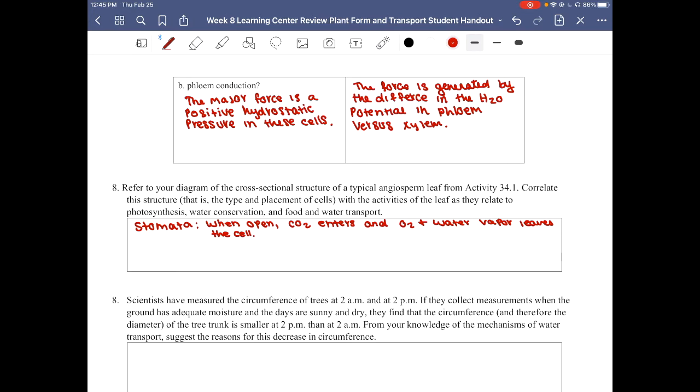But if the plant, say, doesn't want to lose water, say there's not enough water available or it's super hot outside, then it can close the stomata and reduce the water loss. But the downside is that it also is going to reduce carbon dioxide, because that's how carbon dioxide enters. And plants need carbon dioxide, so that's the downside to that.